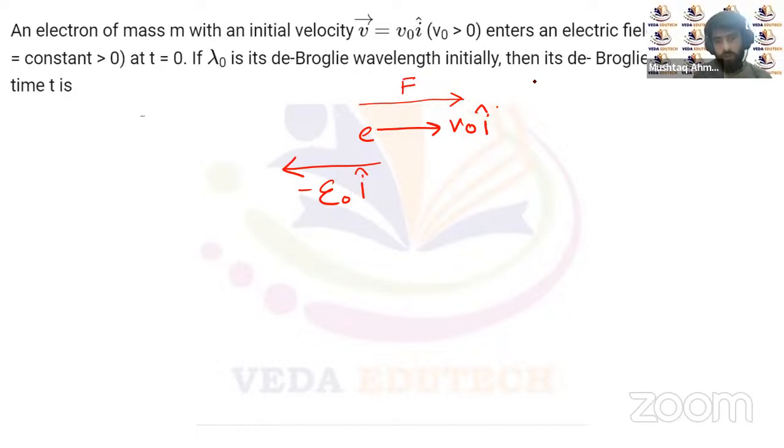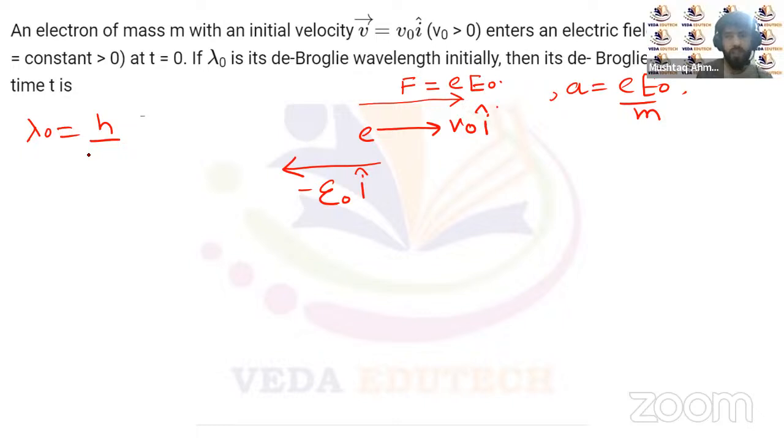The force on this electron will be, by magnitude, e into E naught. Or we can say the acceleration of this electron will be e E naught upon the mass of the electron. It's given that at time t equal to 0, lambda naught is its de Broglie wavelength. So that de Broglie wavelength, lambda naught, will be equal to h upon mv, that is h upon m v naught.